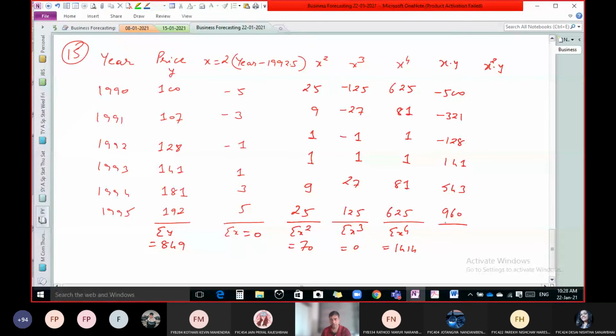Yeah, 960. So we get sigma xy here. What is it? 695. Okay. Now x square into y. This is our x square into y. 25 into 100, 2500. 9 into 107, 963. 128 into 1, 128. 141 into 1, 141. 9 into 181. Do the calculation.